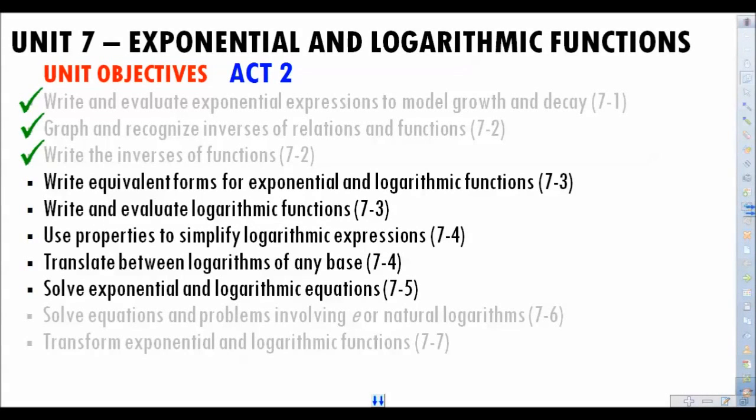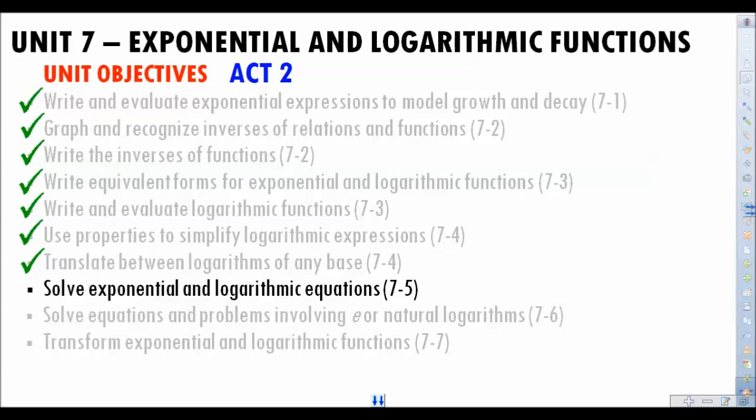Okay, good morning everybody. Still in the middle of Act 2 here with our exponential and logarithmic functions. Now we're going to focus on the big one here, 7-5. Now we've used all these logarithm properties, and what we're going to do with these is put them to good use and actually finally solve exponential equations and logarithmic equations.